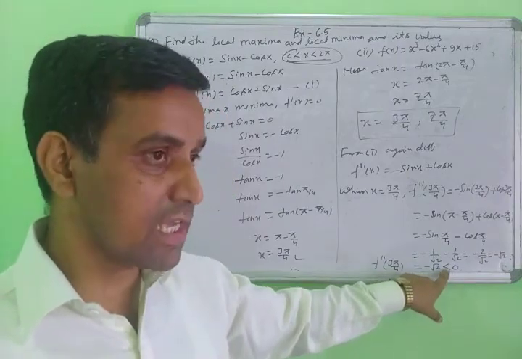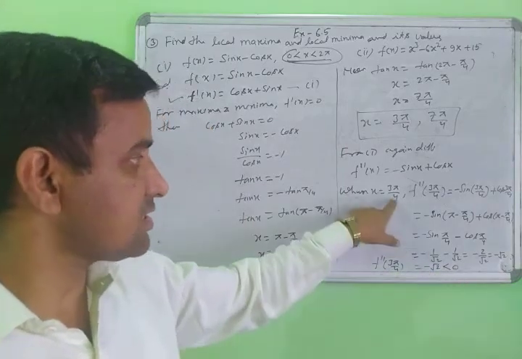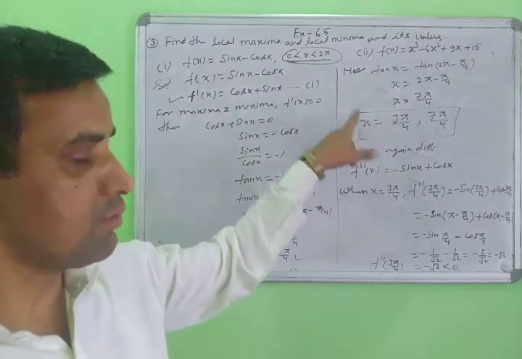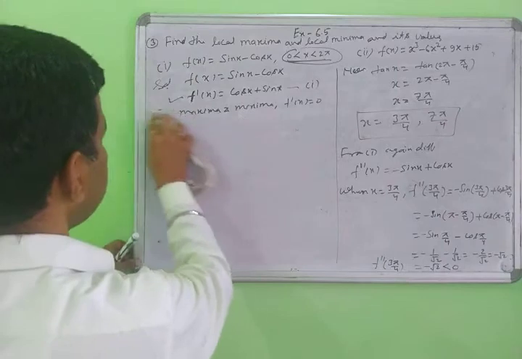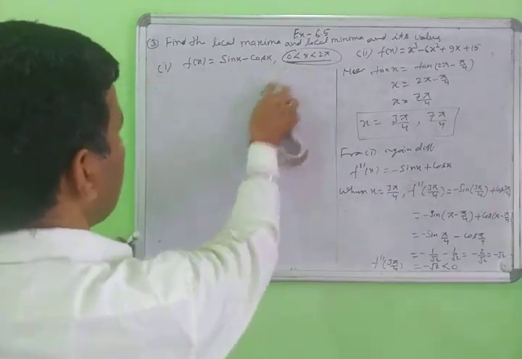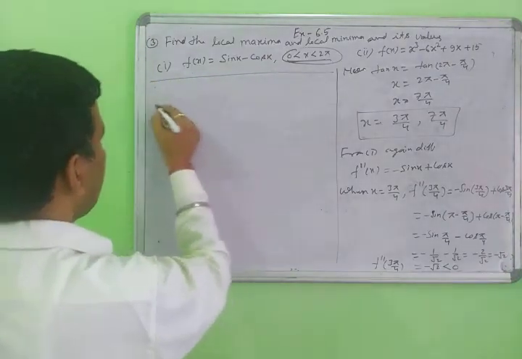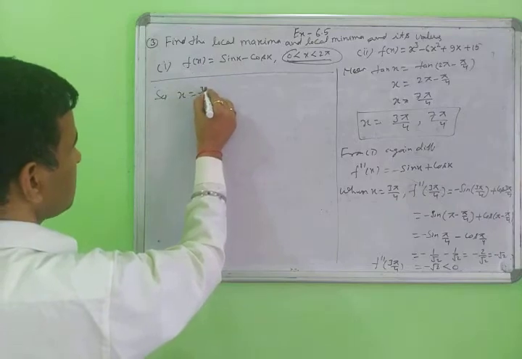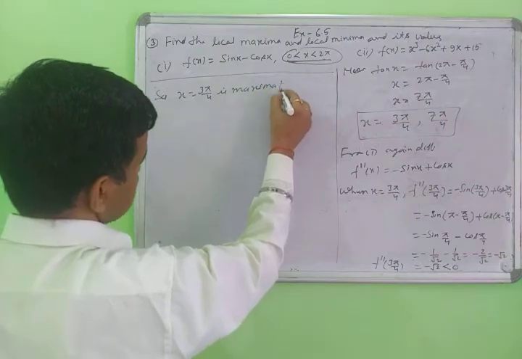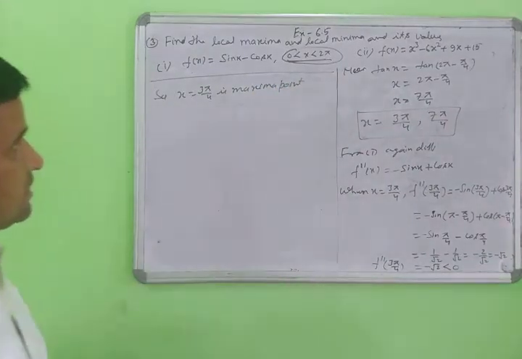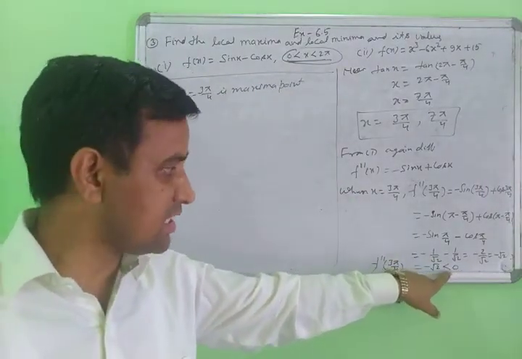When it is less than 0, this means this is the maximum point, and then we find the value of the maximum point. So x equal to 3 pi by 4 is the maximum point, because this is less than 0. Less than 0 means maximum point.